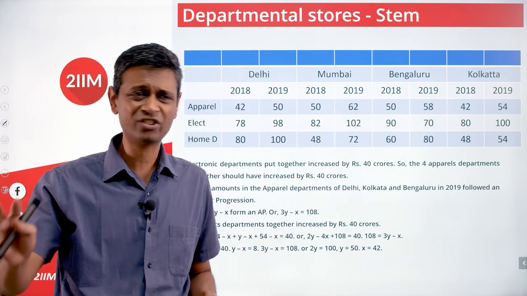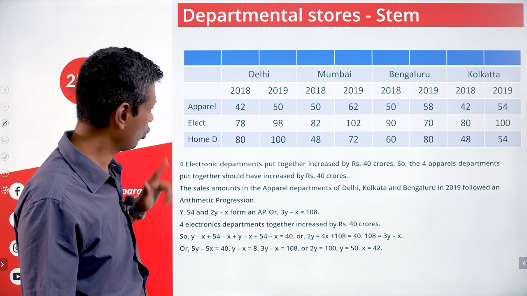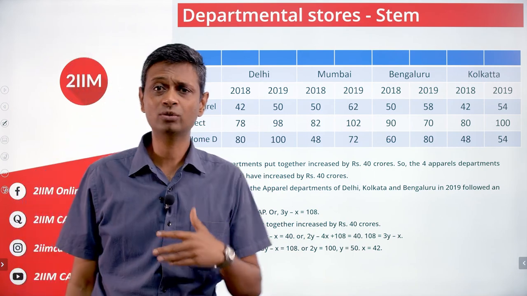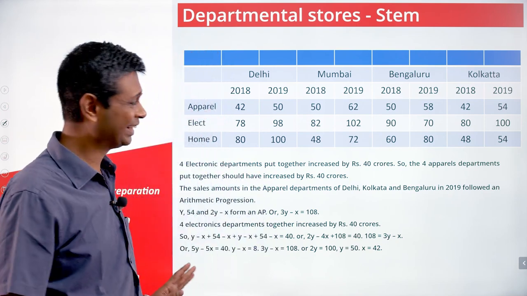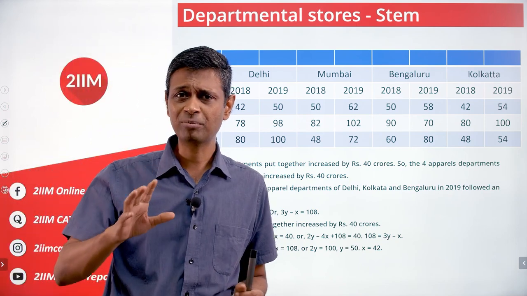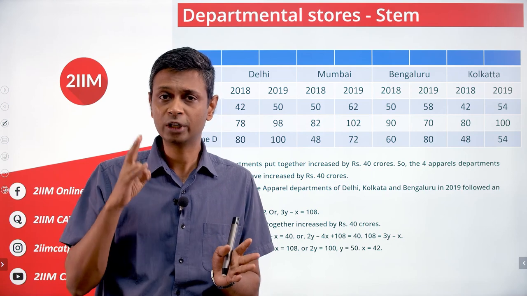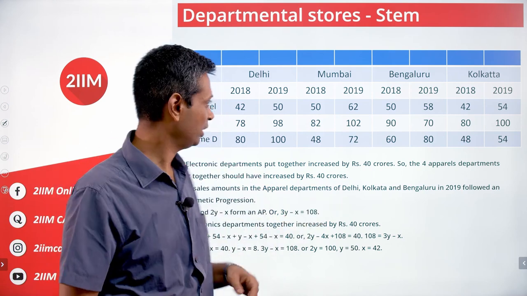We've got the entire set of numbers for apparel, electronics and home decor for 18 and 19 for all four cities. You should just look at these questions and then answer them. We've got the entire grid. Plain vanilla, plugging in gaps and plain vanilla equation solving in two variables. Nothing more than that. Let's show this.